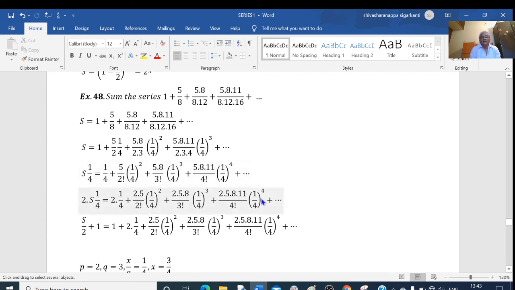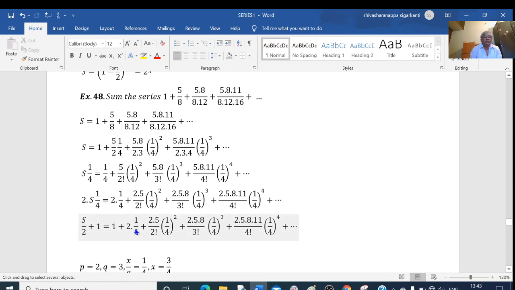Now these terms are in binomial series, but only thing is the first term is missing. That first term 1 is missing here. So therefore, what I do here is I will add 1 on both the sides. This is 2s by 4, 2s by 4 means s by 2 plus, I am adding 1 here, equal to, right side also I am adding 1 plus 2 into 1 by 4 plus 2 into 5 by 2 factorial into 1 by 4 square plus 2, 5, 8 by 3 factorial into 1 by 4 cube. So these are the terms which are in binomial series.